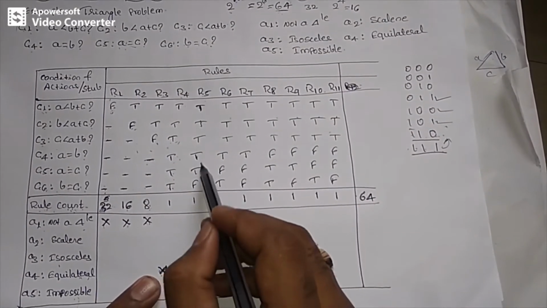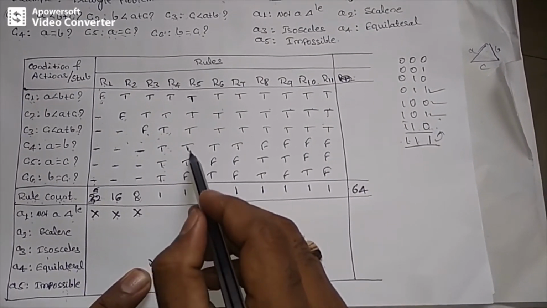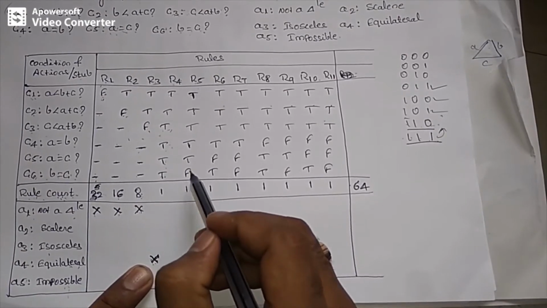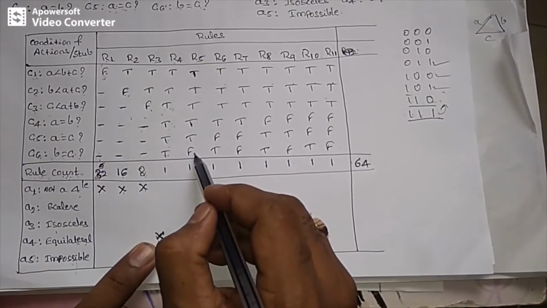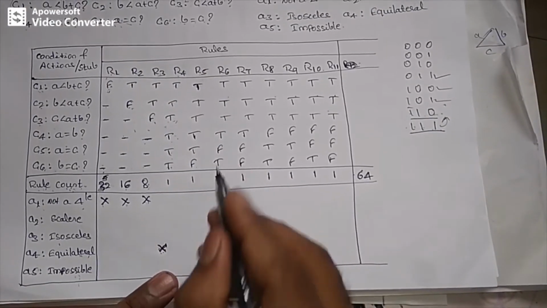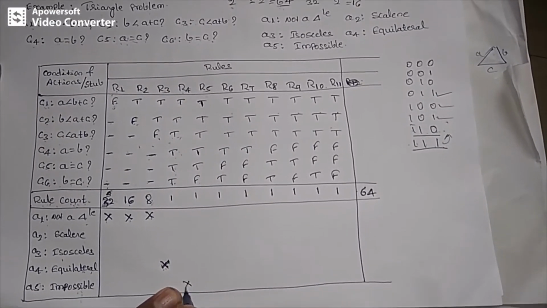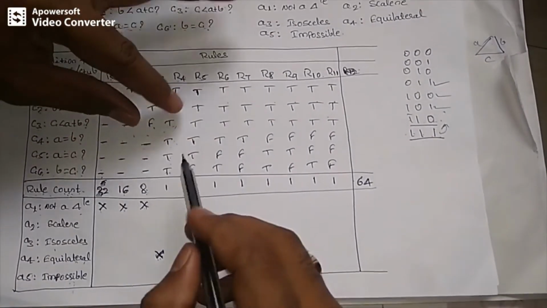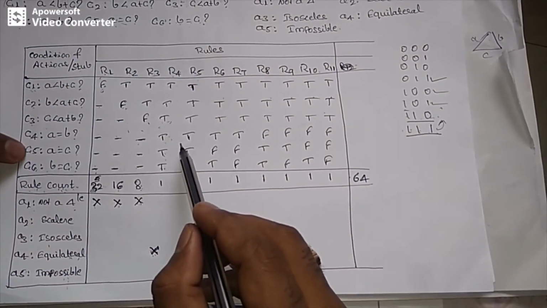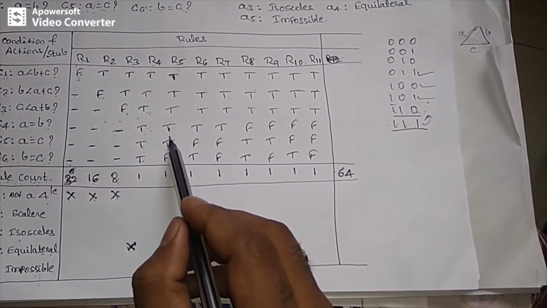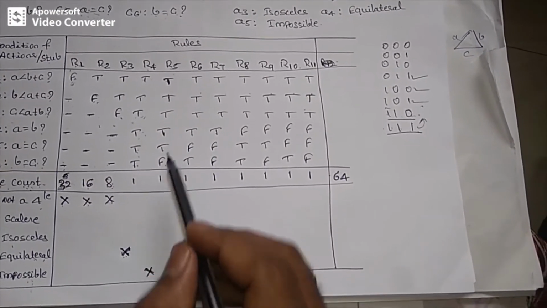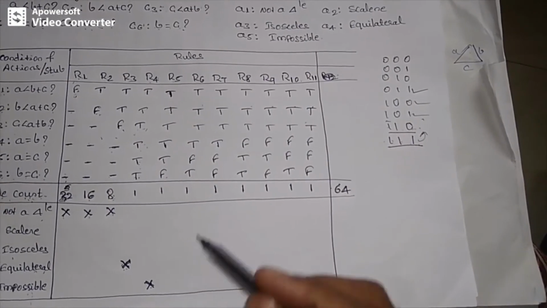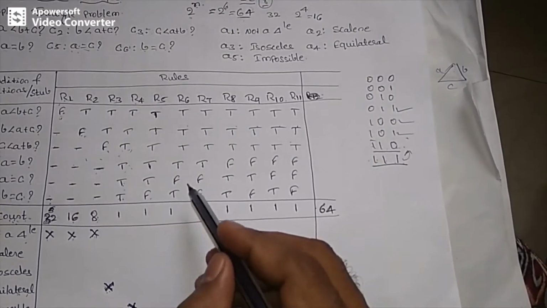If in this combination one of the conditions is false, I will always get the output result as impossible. Please remember, either C4 or C5 or C6, if any one of the conditions is false and the remaining conditions are true, then my output result will be impossible. That combination I need to check and then write.